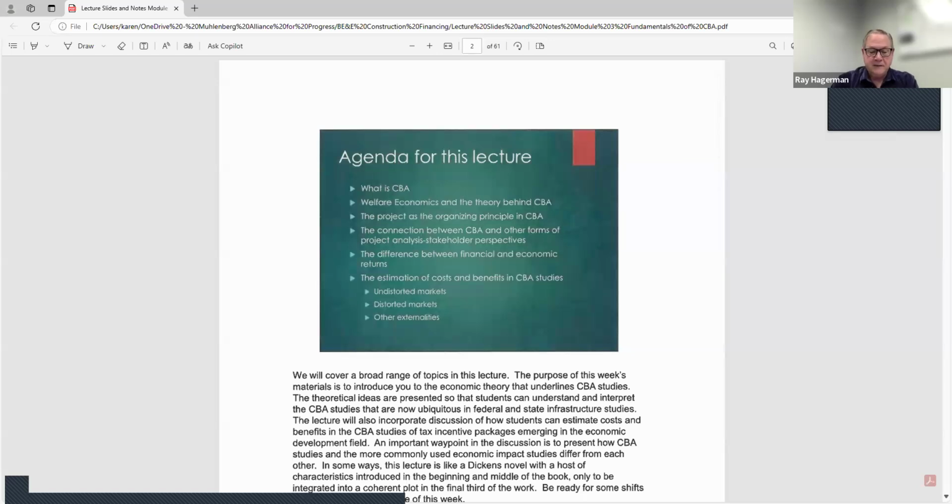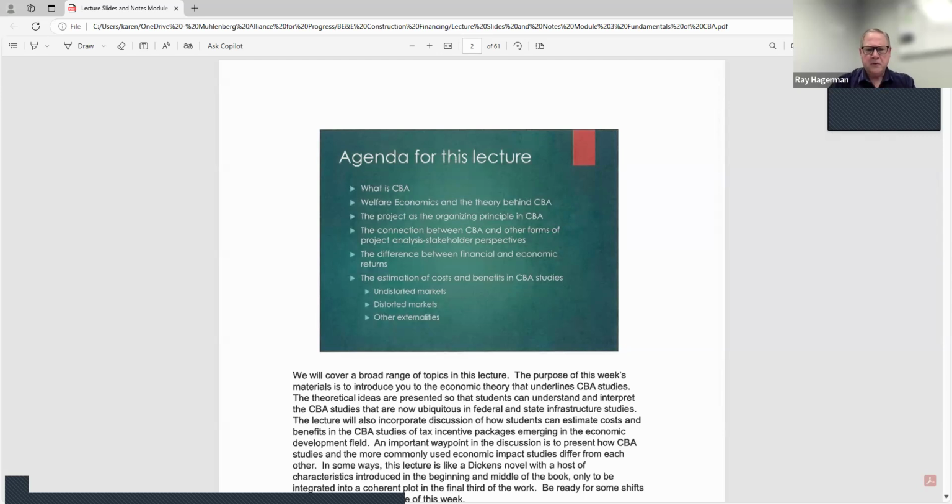But as usual, I'll signal some things that I definitely think that you need to know for purposes of the test. So the agenda here, obviously, we're going to talk about how to estimate costs and benefits in CBA studies, especially as they relate to a tax incentive package in the economic development field. That'll be primarily what you're going to be seeing more of in terms of CBAs in economic development. I included the U.S. Army Corps of Engineers CBA study simply to show you how some of those presentations are done and some of the logic that goes behind them.